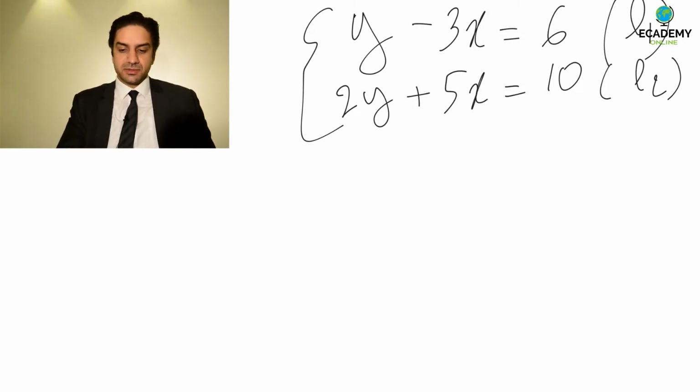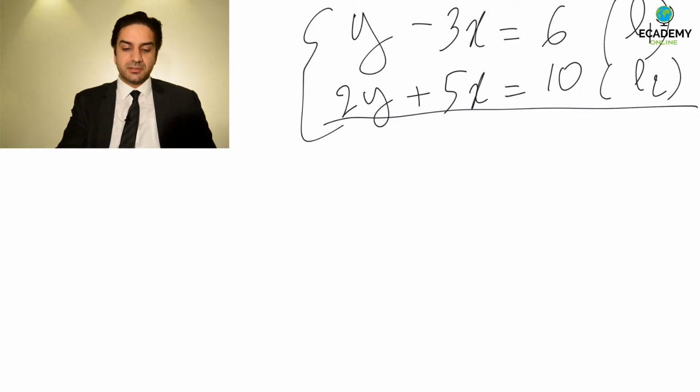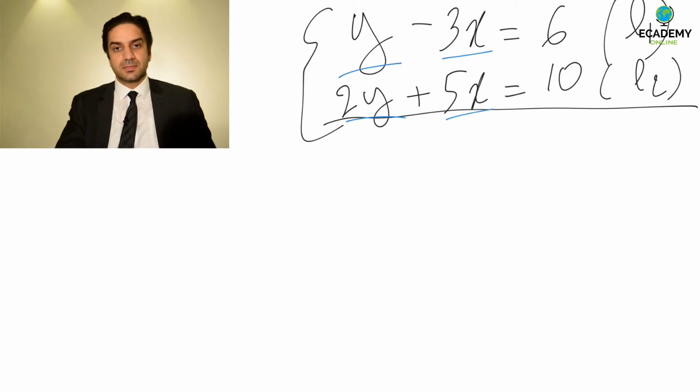Basically, we're going to try to eliminate the y or the x. When I say eliminate, I mean we're going to get rid of. So we want to multiply the top equation and the bottom equation by, if I'm trying to eliminate the y, I multiply the top by minus 2 and I multiply the bottom by 1.